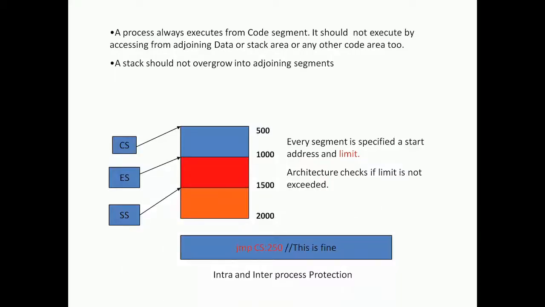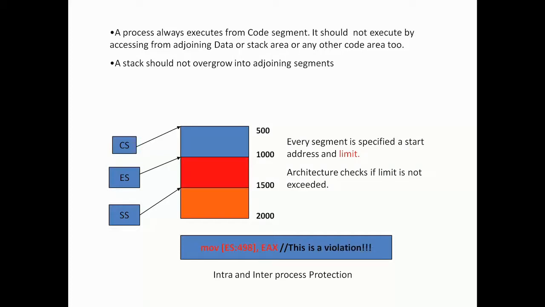So, here say jump CS colon 250 is fine, because my limit is 500. Jump CS colon 501 is a violation, because 500 is your limit. Move ES colon 498 comma AX, AX is what, 16 bits. So, move the byte in 498, and now what is 498? 1498 and 1499 into the AX register, right. This is fine.